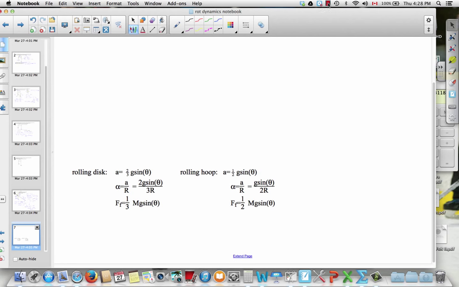And that's a bit of theory and a couple of problems for you to do related to angular dynamics.